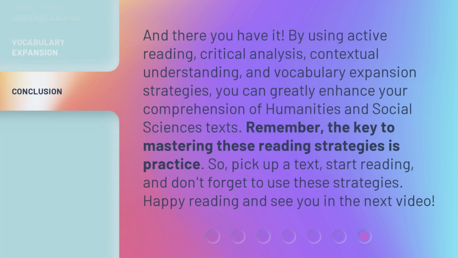And there you have it. By using active reading, critical analysis, contextual understanding, and vocabulary expansion strategies, you can greatly enhance your comprehension of humanities and social sciences texts. Remember, the key to mastering these reading strategies is practice. So, pick up a text, start reading, and don't forget to use these strategies.